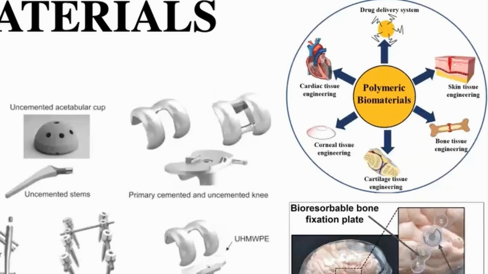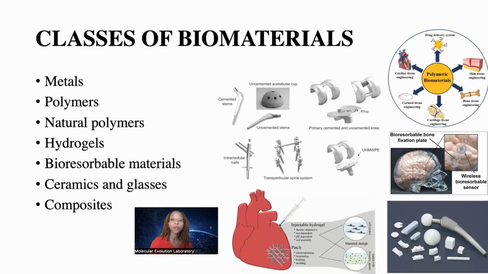And recall from our first lecture that polymers are a group of monomers, and the monomers are a group of molecules. The molecules are a group of atoms joined together. You have polymers in your body such as proteins, carbohydrates, lipids, nucleic acids. These are natural polymers. Synthetic polymers include polypropylene, polyethylene, polyvinyl chloride, polyester, polystyrene. You also have bioresorbable bone fixation plates, and wireless bioresorbable sensors as well.